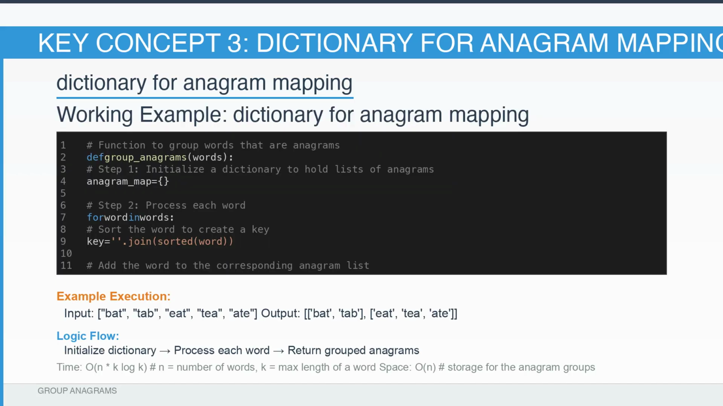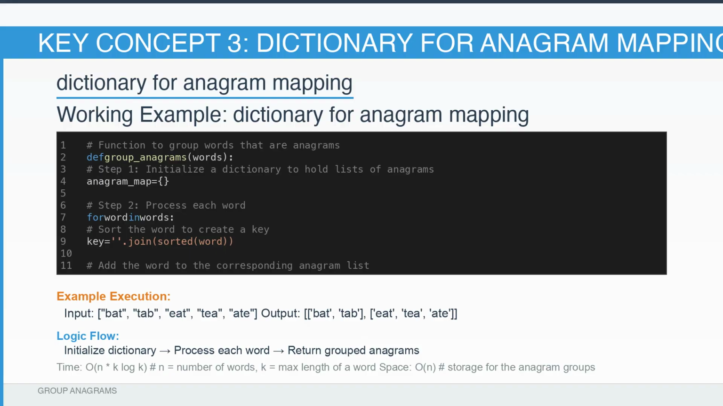Let's explore how we can group words that are anagrams using a dictionary in Python. The function group anagrams takes a list of words as input. First, we initialize an empty dictionary called anagram map. This will hold our lists of anagrams, where the keys will be the sorted characters of the words. Next, we loop through each word in the input list. To find the key for our dictionary, we sort the letters of the word. For example, the word bat, when sorted, becomes abt. This sorted version acts as a unique identifier for anagrams.